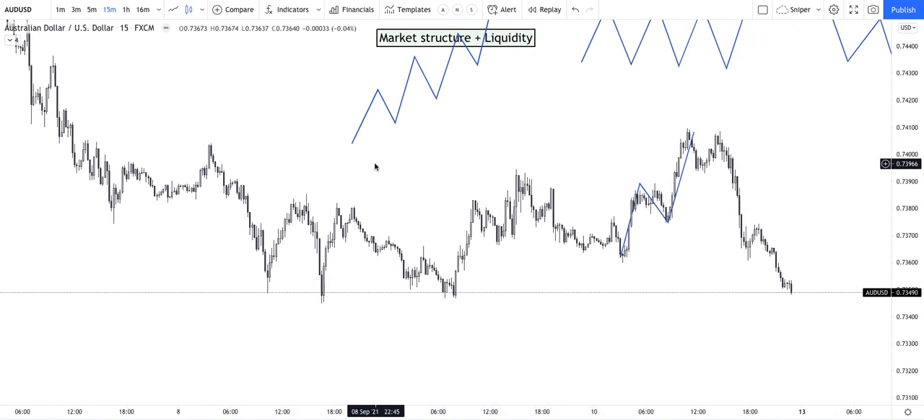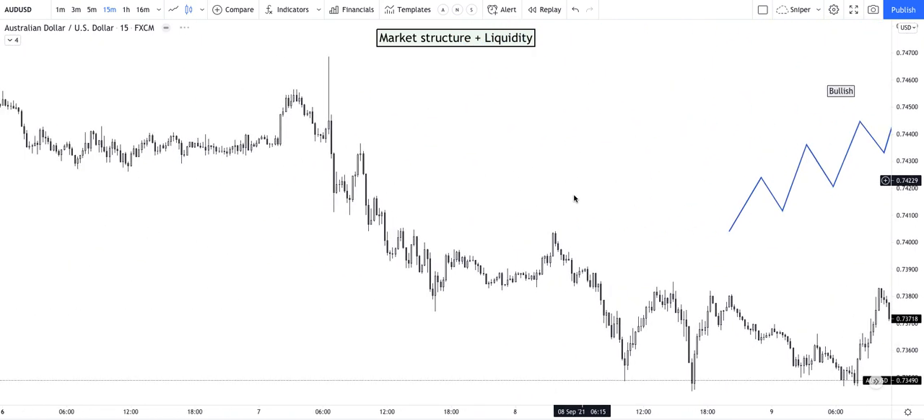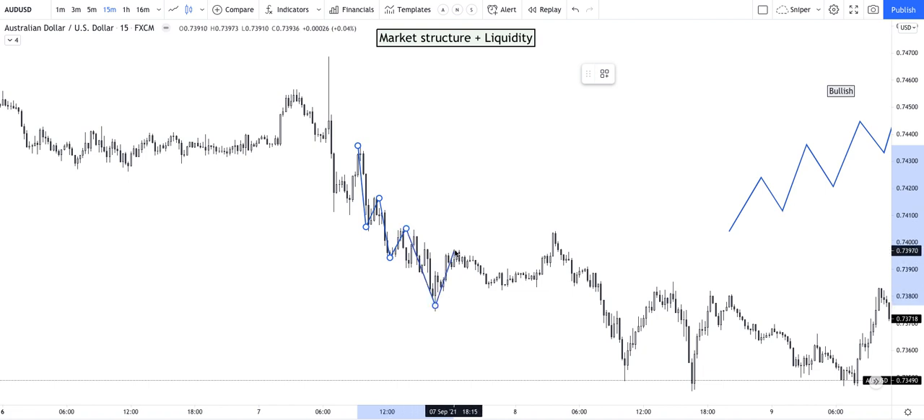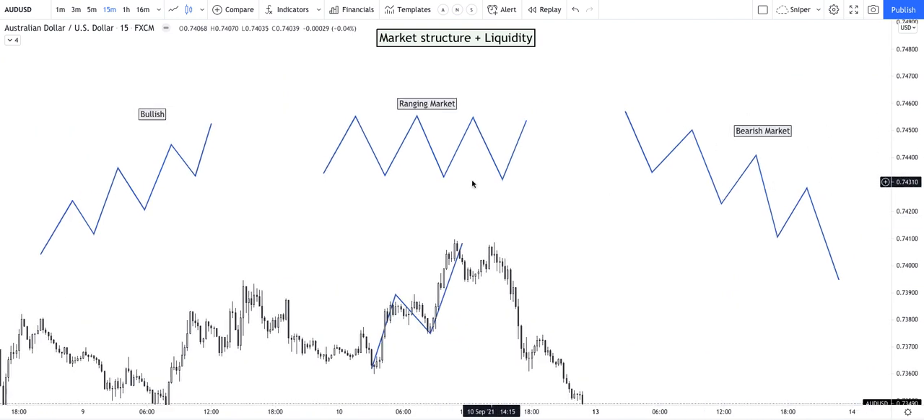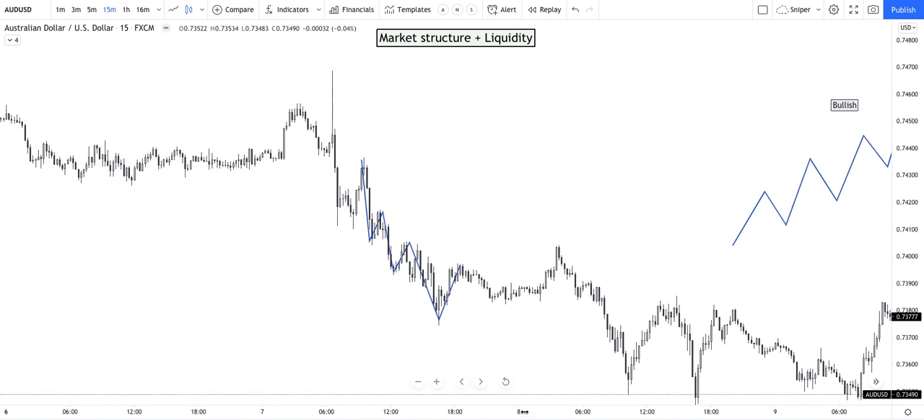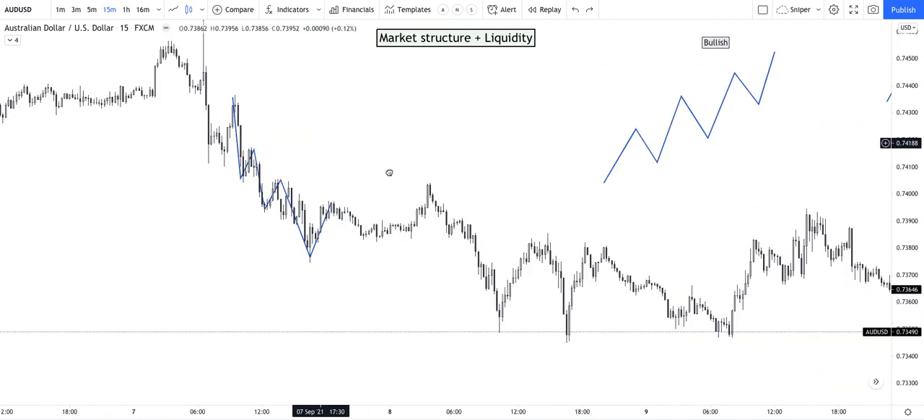Over here, we can see price moving towards the downside. We can see price pushing down, making a small pullback, pushing down, making a small pullback, pushing down, making a small pullback. So these are bearish market conditions, characterized by lower highs and lower lows. Those are the conditions that we identify.